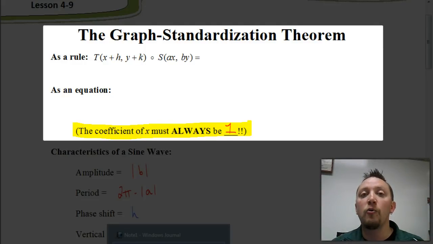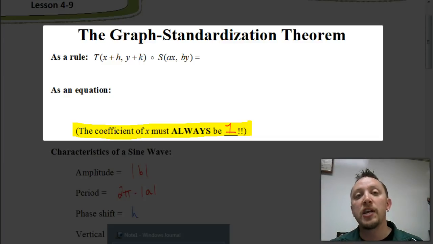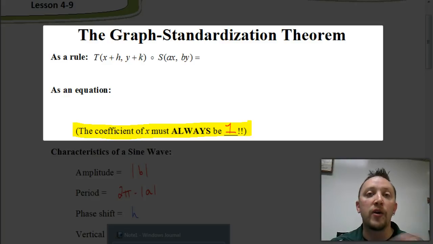Well, today we're going to look at what happens if you were to combine both a scale change and a translation in the same problem. And that gives us what we call the Graph-Standardization Theorem. Now, to figure out what that theorem would be, let's look at what we have here. This is a composition of a translation following a scale change. And that's what the Graph-Standardization Theorem is: it's a translation coming after we apply a scale change.